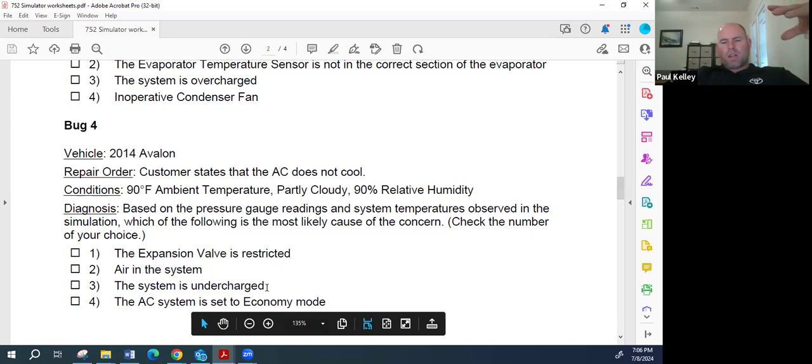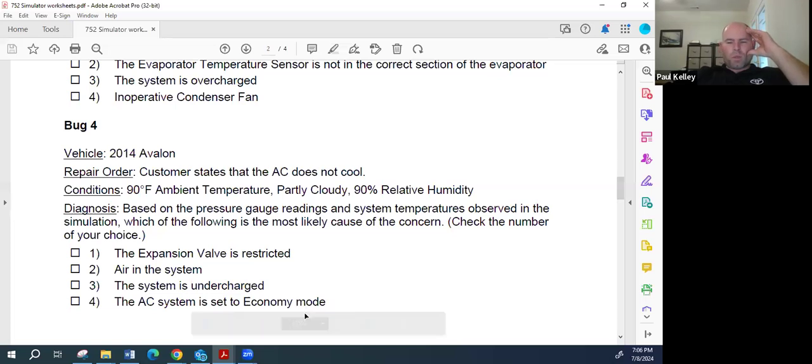I think we can eliminate that. Undercharged, we talked about, right? On static, it was in spec, so not undercharged. Economy mode's an interesting one. Economy mode, a lot of times, if you have a variable displacement compressor, that'll have the compressor work a little less. Like it won't stroke the piston all the way, and it might make a little bit of a lazy reading. A lazy reading meaning the low won't be drawn that low and the high won't be pumped that high.